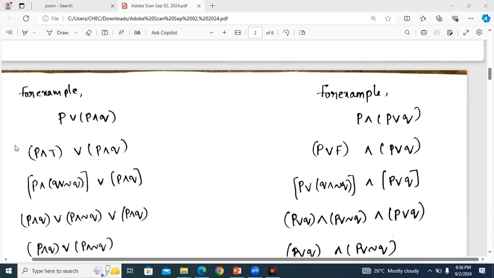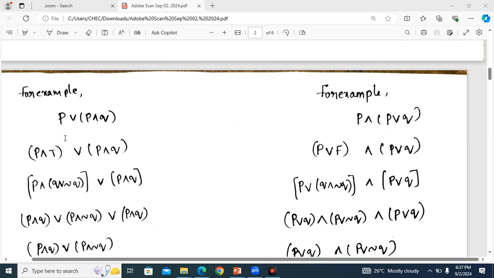So we change these elementary products into min terms. By applying the equivalent formulas, in place of P we replace it with an equivalent formula by the idempotent law. P and true is equal to P. Sorry, not the idempotent law, the identity law. P and true is equal to P.